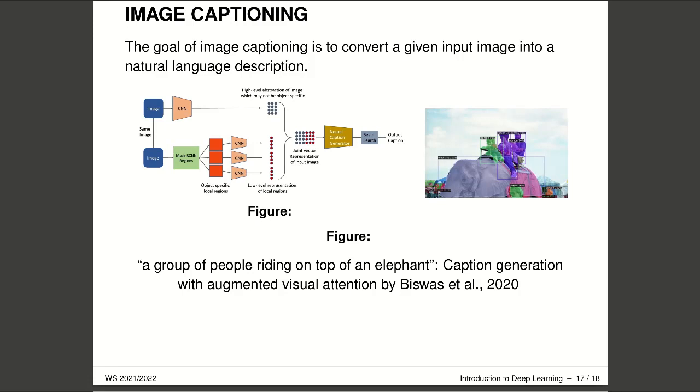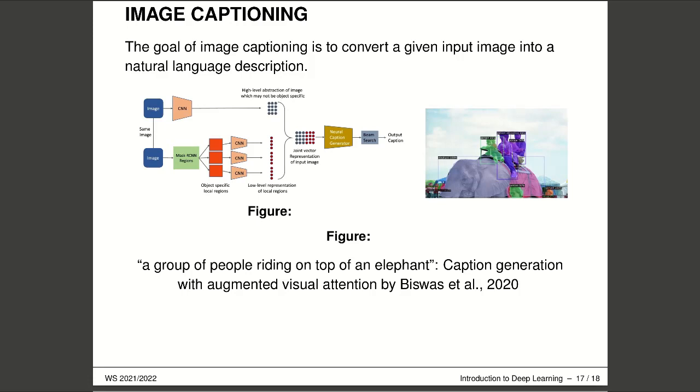Several approaches have been made to solve this task. In this picture, you can see an example done by Biswas et al. in 2020. First of all, in this problem, we need to solve a multimodal task because we have images and we need to compute output as a sentence.